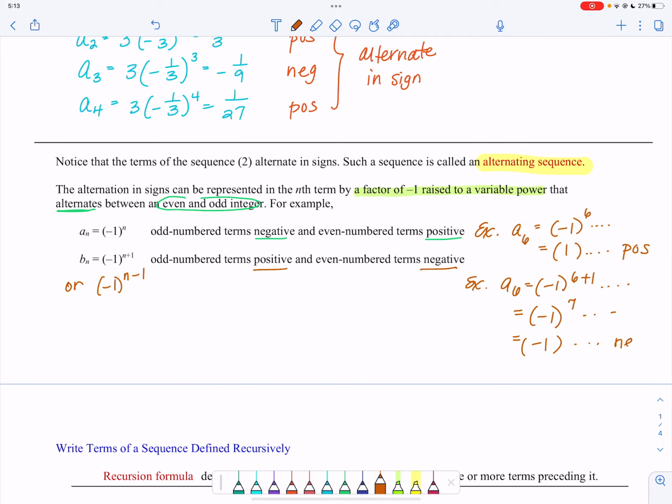So that's negative. So it just depends on which factor of -1 you raise it to.